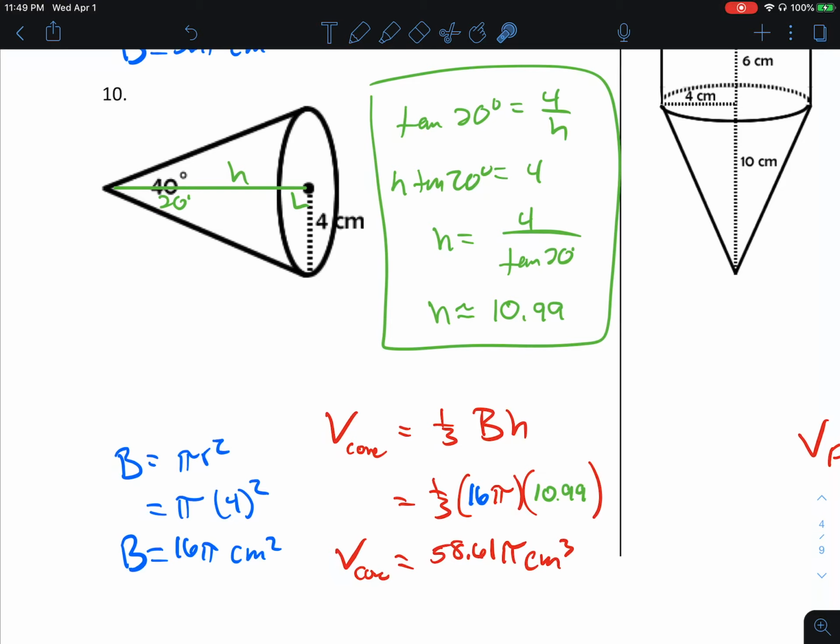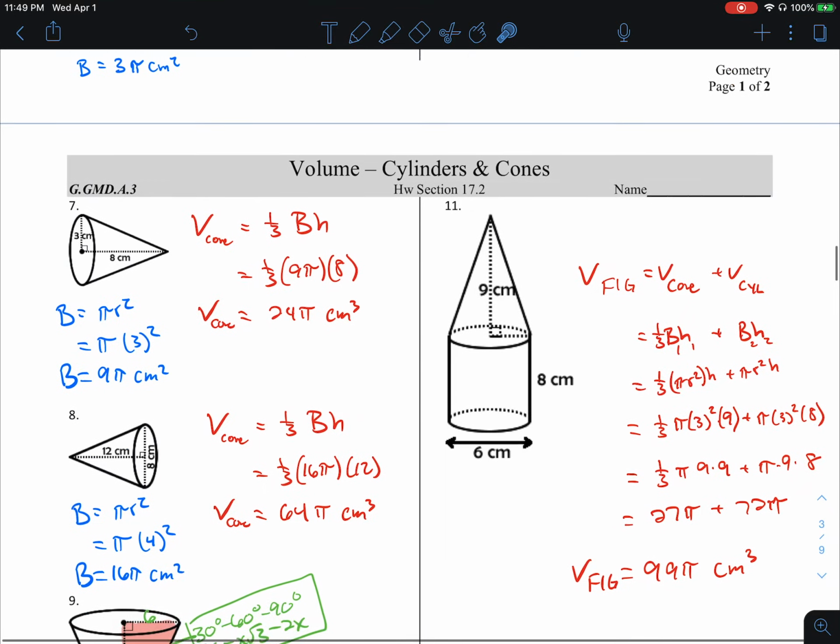So the volume of the cone is a third, the area of the base times the height. The base we mentioned is 16 pi. The height's about 10.99. A third of 16 times 10.99 is 58.61, and then I just left the pi there.